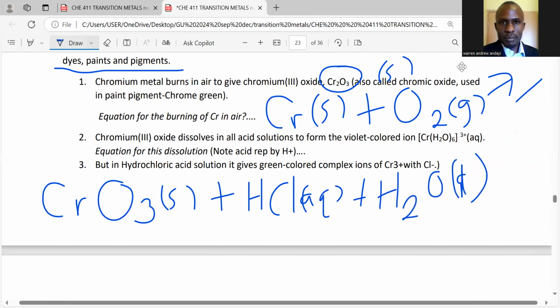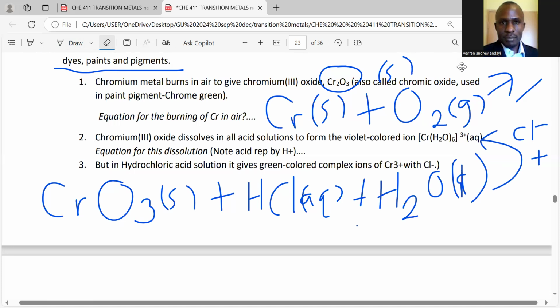So what do we get? Our product will be this one, plus Cl minus, plus what else? Plus hydrogen. No hydrogen this time, because it is a simple reaction, just like we see ordinarily when you react an oxide with an acid.